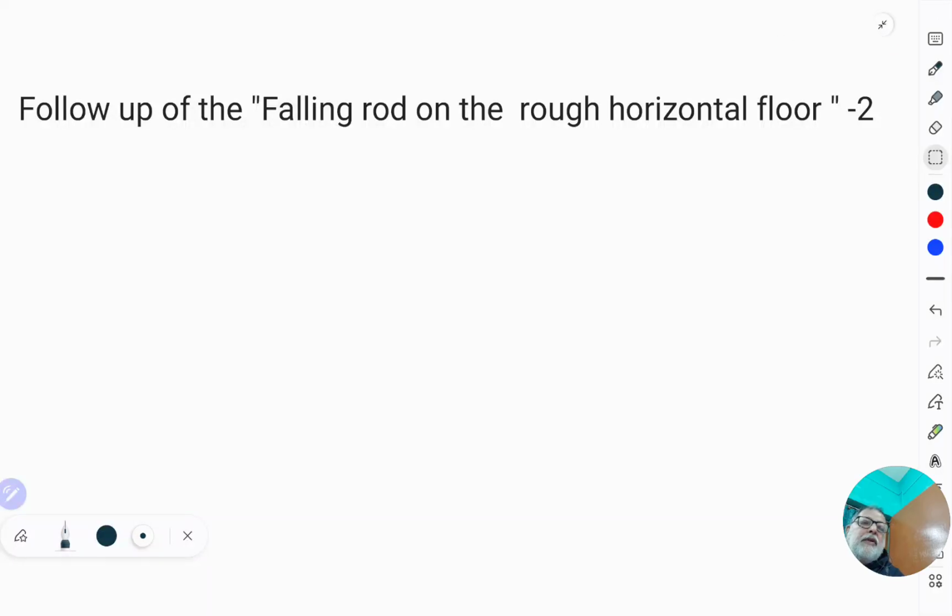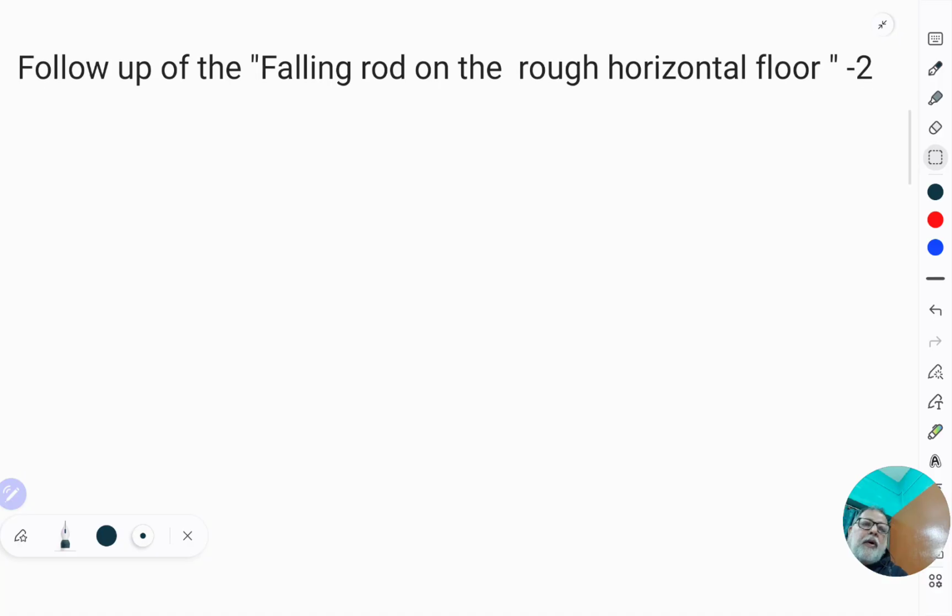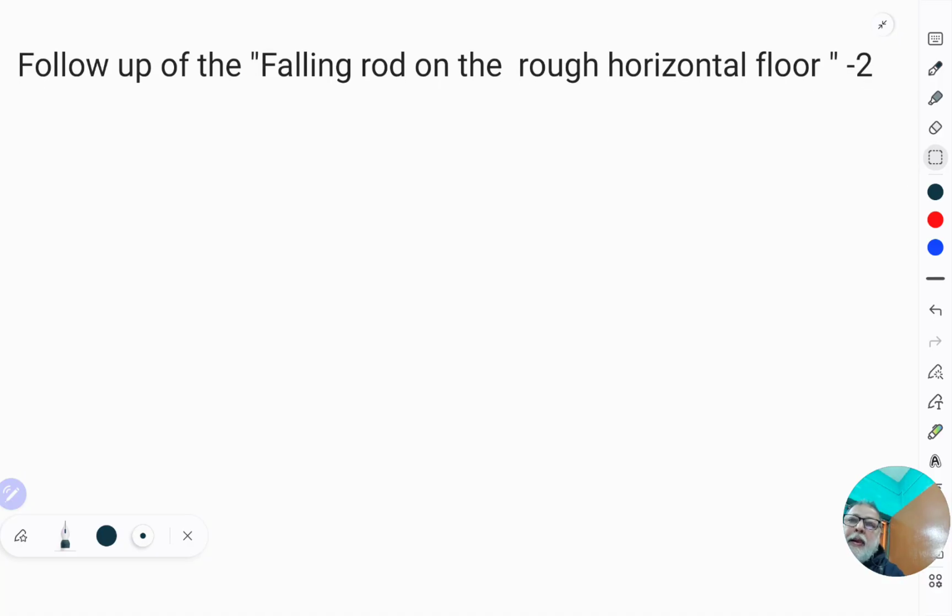I start with the second follow-up of the problem falling rod on the rough horizontal floor. The second follow-up is mainly to question one sentence in the original problem where it was said that assuming the rod does not slip on the horizontal floor. We'd like to investigate this point, how far this point is correct.